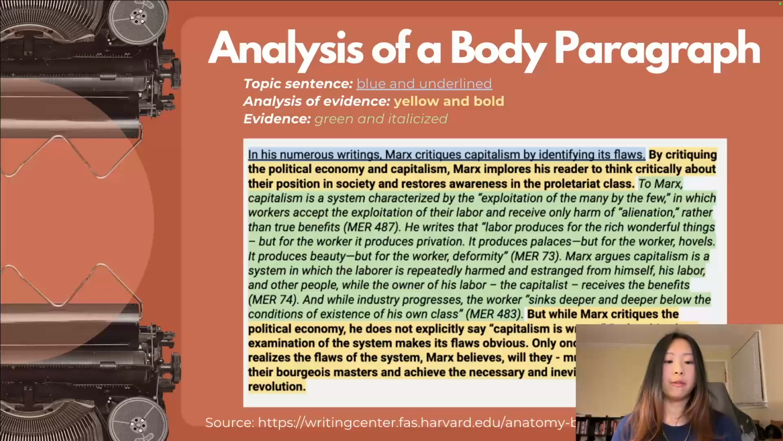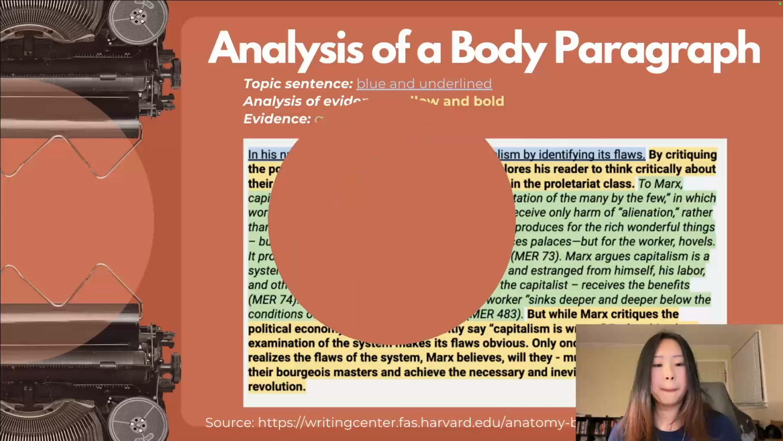So overall, this paragraph works because the topic sentence introduces a clear claim. The evidence supports the claim with direct textual proof, and the analysis explains the meaning and importance of that evidence. So this is again a strong example of a body paragraph structure using claim, evidence, analysis.